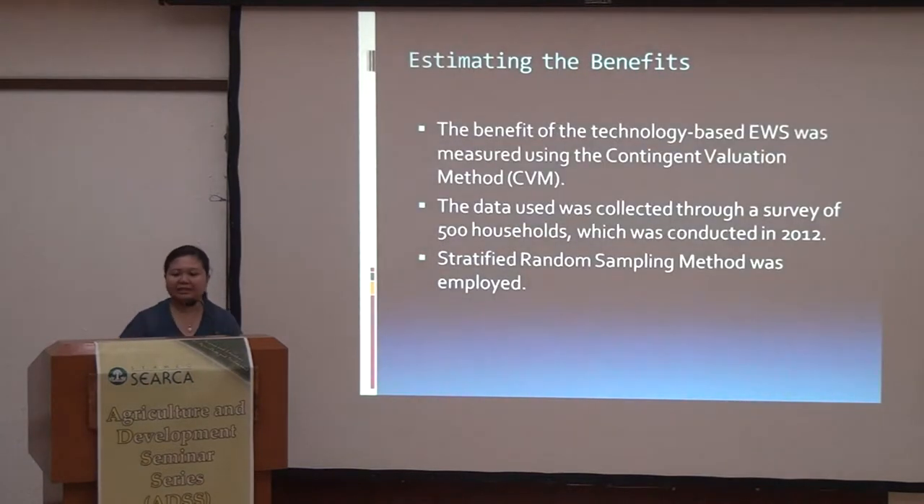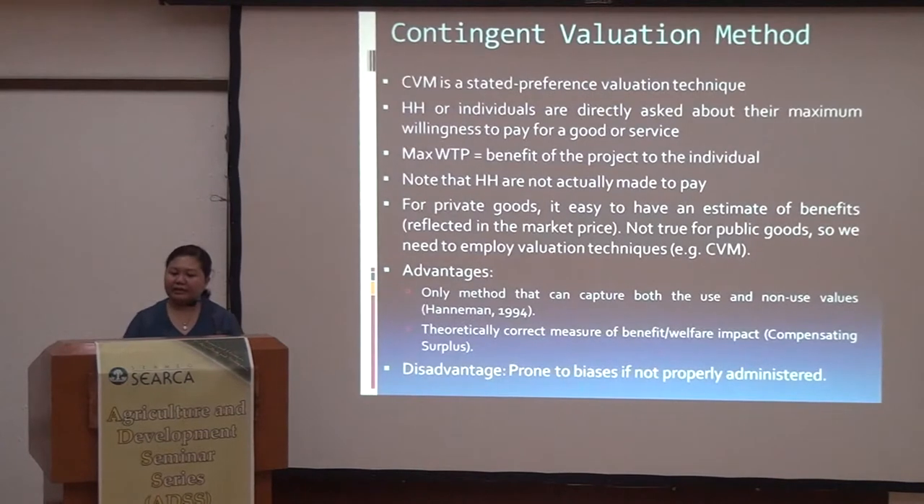So we estimated the benefit of the early warning system using the contingent valuation method. As I've said earlier, CVM is a stated preference valuation technique wherein you directly ask households or individuals regarding their maximum willingness to pay for the project. Okay? And that maximum willingness to pay is actually the benefit that they derive from the project itself. So note that this is hypothetical. No actual payment needs to be undertaken.